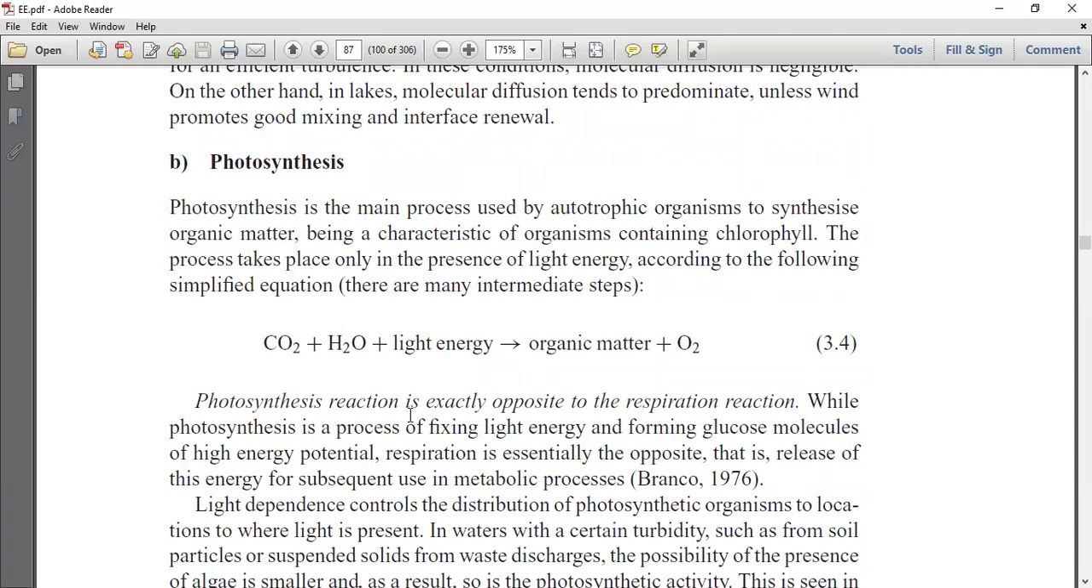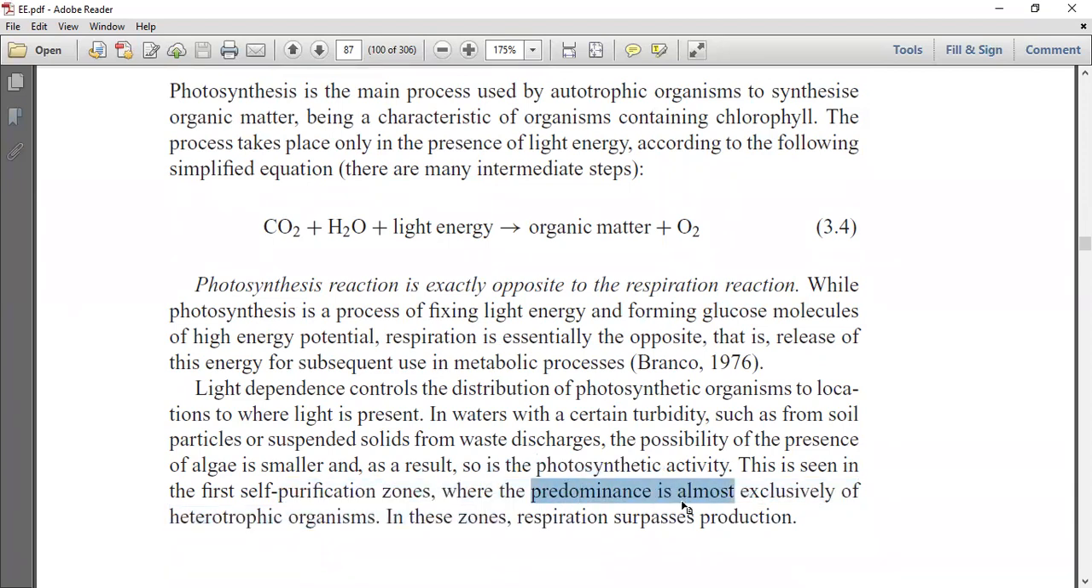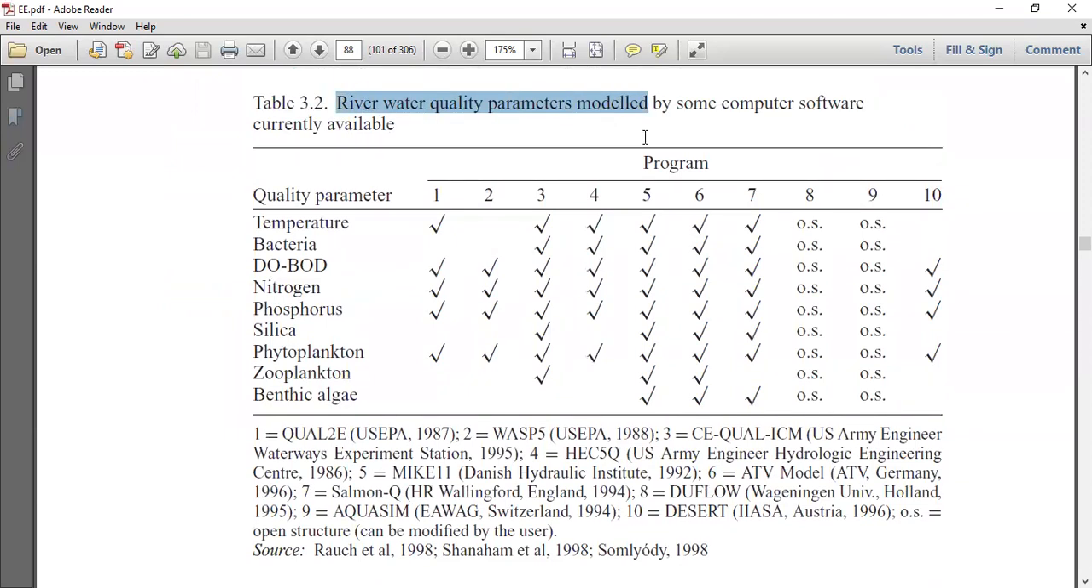In water, under certain conditions, such as from soil particles and suspended solids from wind erosion, the penetration of light is smaller, and so is the photosynthetic activity. This states the first self-purification zone, where the predominant organisms are almost exclusively heterotrophic. In this zone, respiration exceeds production. To this particular zone, water quality parameters are measured by some of the components currently available.